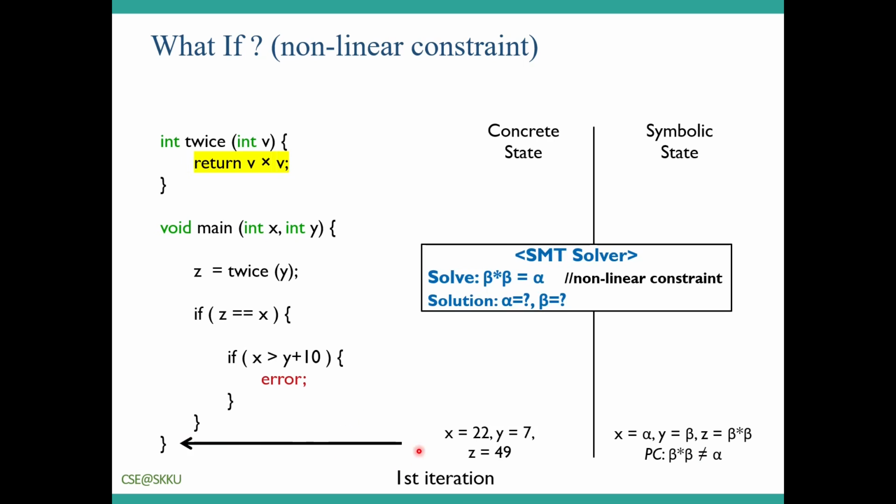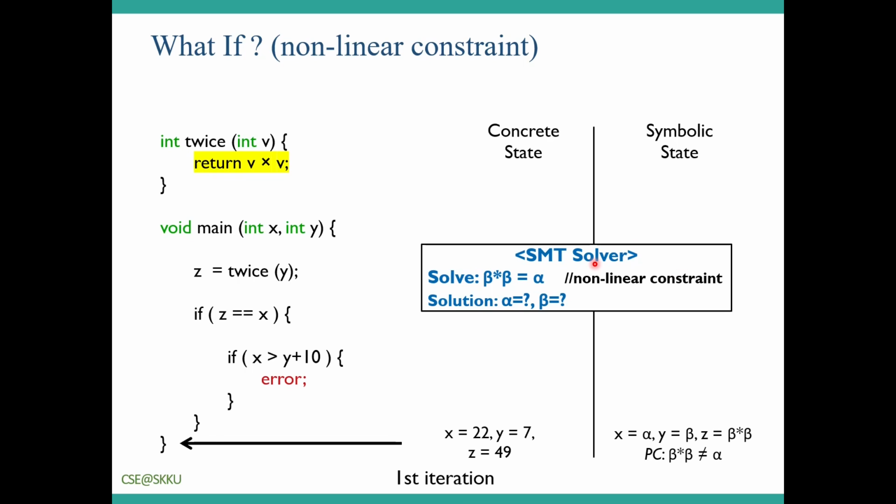Then the first iteration ends. To explore the true branch in the next execution, we negate the previous path condition, this one. So we now want to find the values of alpha and beta such that beta times beta is equal to alpha. However, here we encounter a common limitation of SMT solvers.